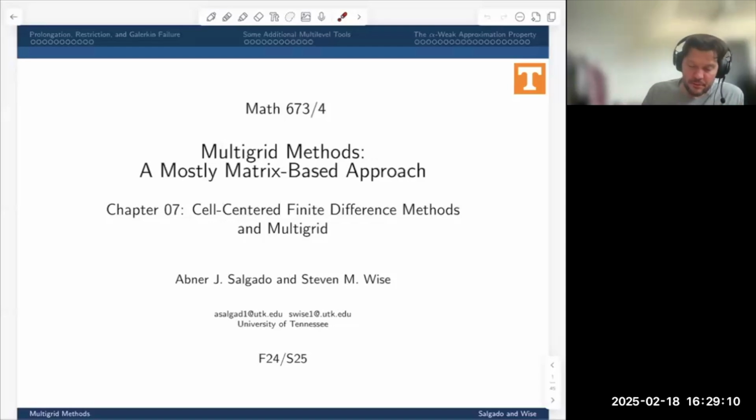And then we're going to add some additional multi-level tools that are going to aid us in our analysis. And finally, we're going to establish the alpha weak approximation property. So that's going to give us the three components that we need to prove the convergence of this multigrid method. We always need some sort of Galerkin condition, some sort of smoothing property, which we just obtained, and some sort of approximation property. So those are the three key components. We have one, we need the other two.